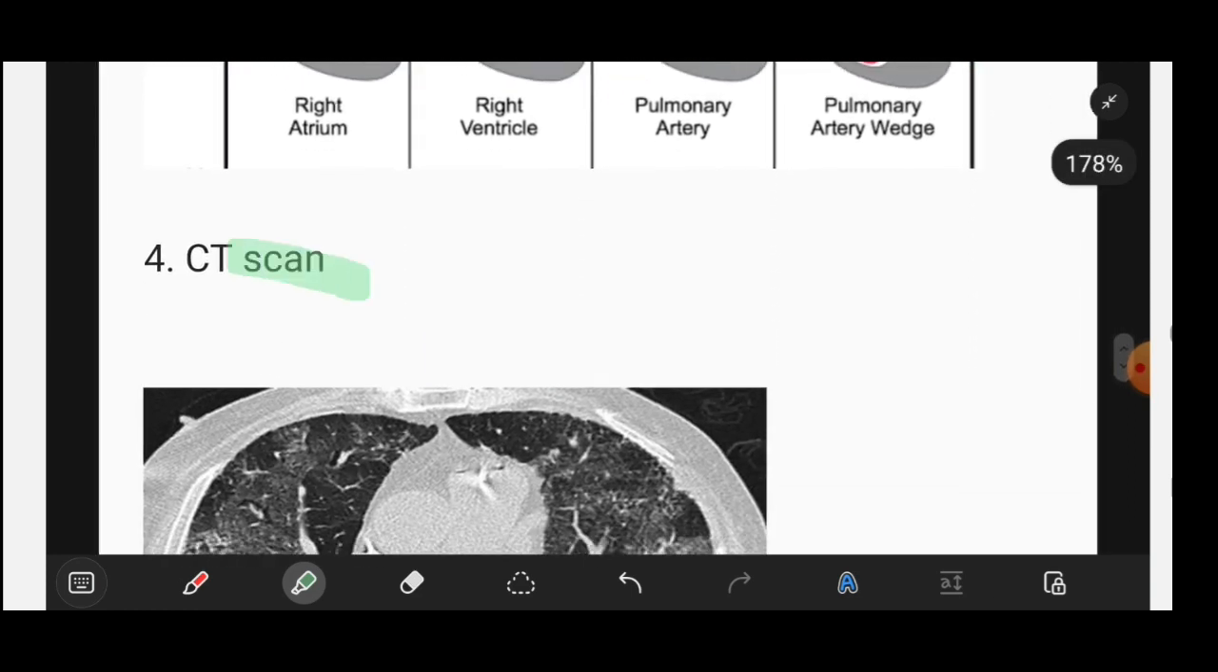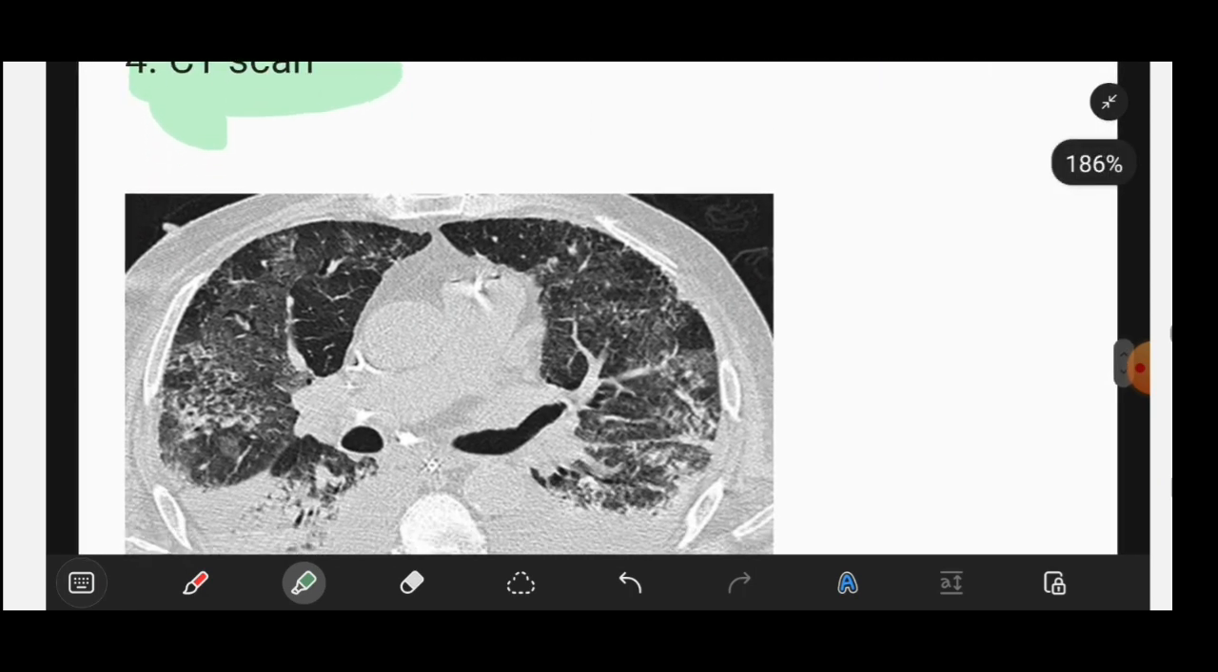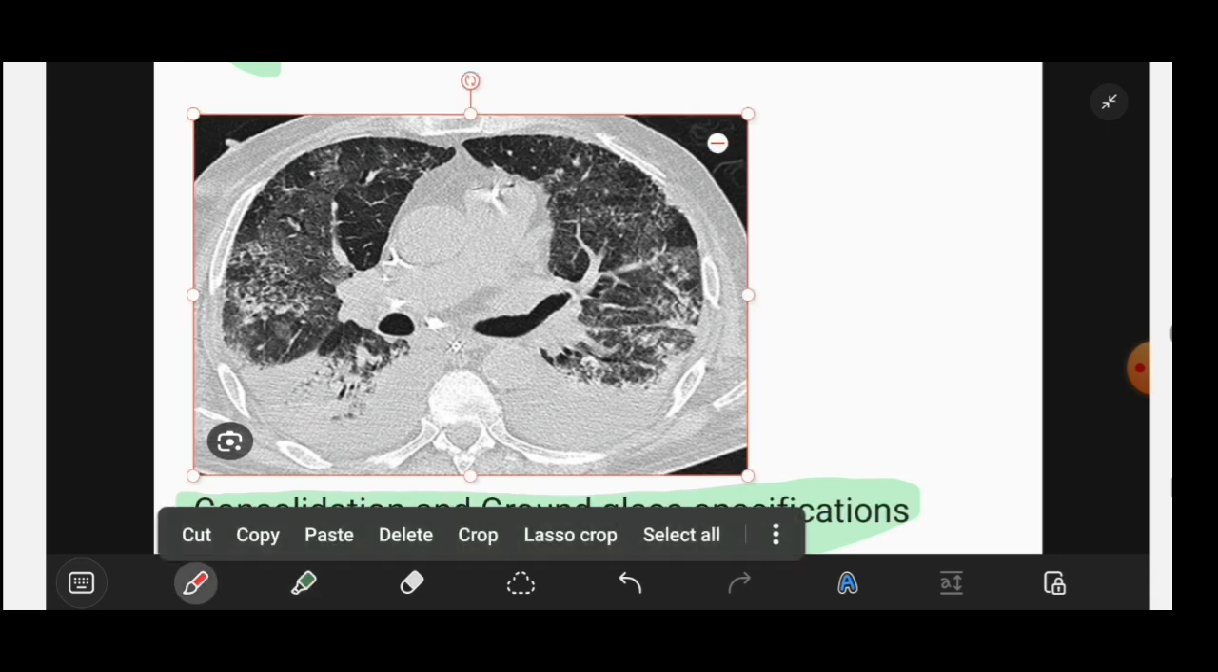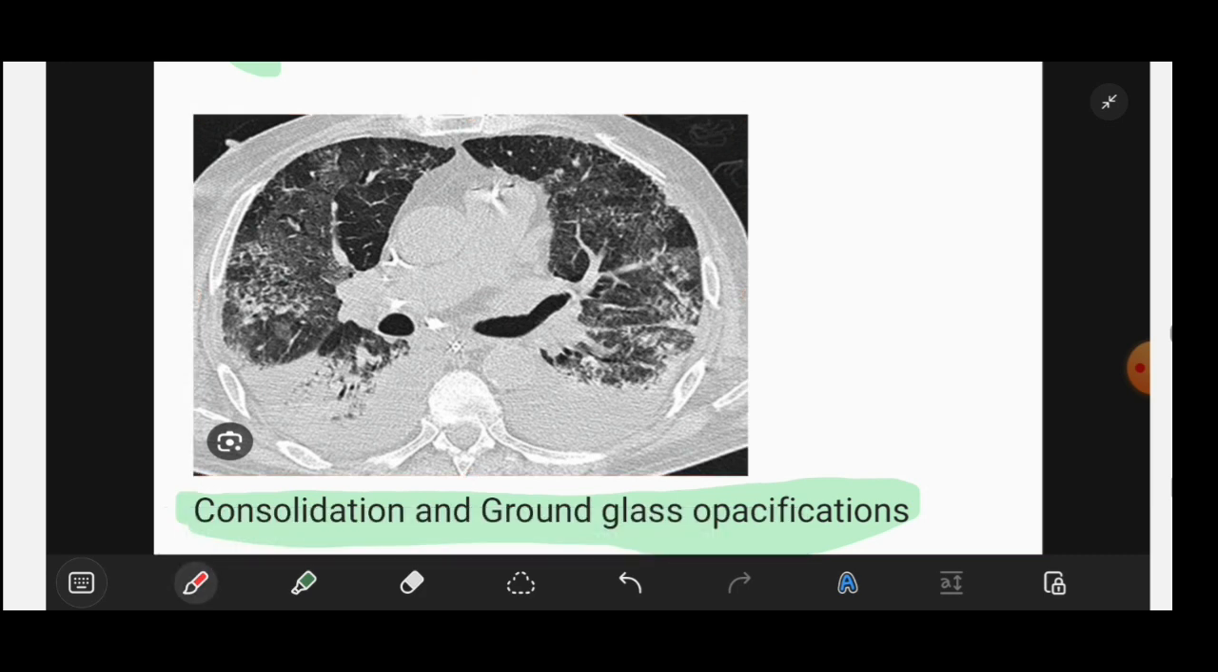Now, the fourth option is a CT scan. Here in the CT scan, we can see consolidation and ground glass opacifications. So this is the ground glass opacification and consolidations. You can see here, guys.